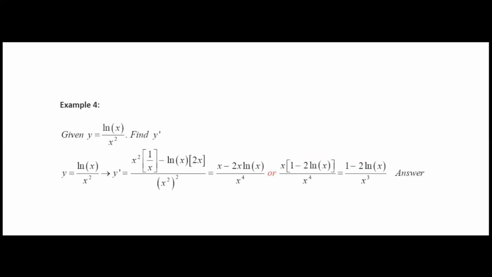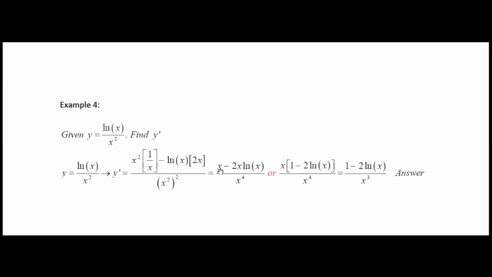Example 4, y equals ln of x divided by x squared. This is a quotient, so let's use our quotient rule. Denominator times derivative of numerator. Well, derivative of ln of x is derivative of x over itself. It's 1 over x minus the second, minus the numerator, which is ln of x times the derivative of the denominator, which is 2x, all over the denominator squared, which is x squared squared.